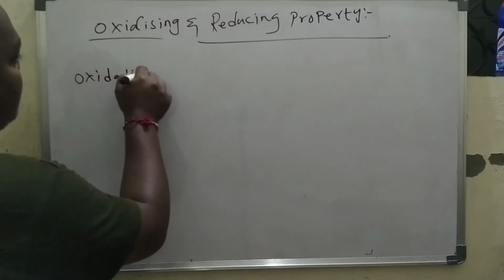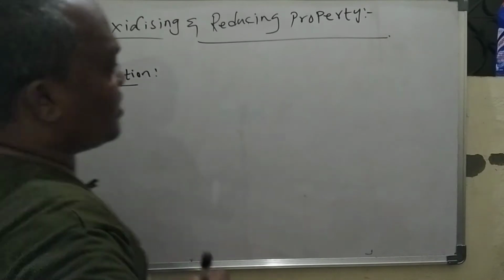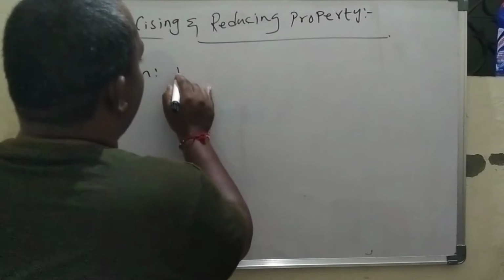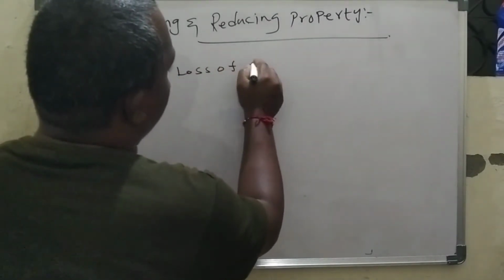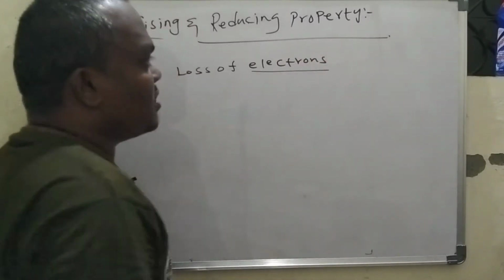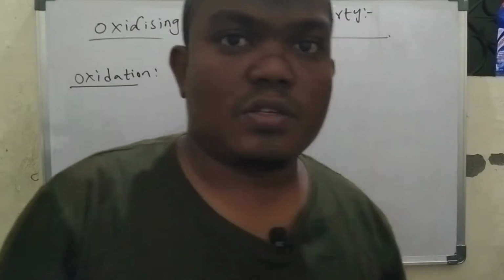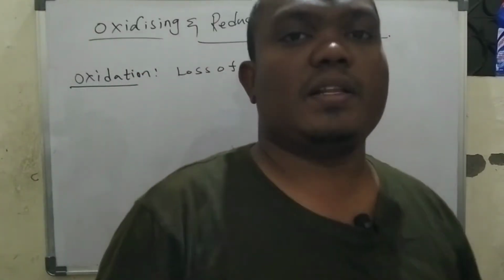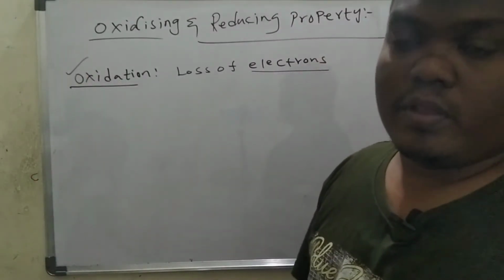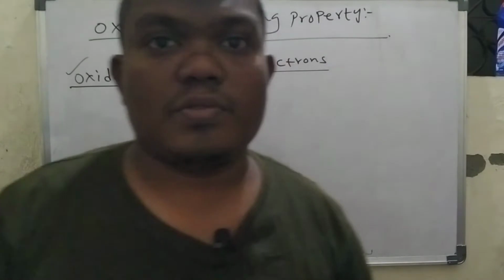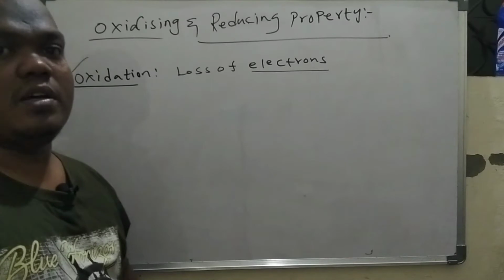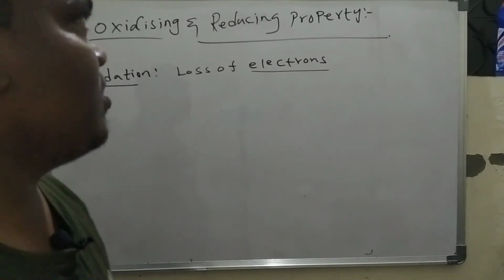So oxidation, according to the new definition, is nothing but loss of electrons or removal of electrons. Loss of electrons or removal of electrons from the atom is called oxidation. According to the old definition, addition of oxygen or removal of hydrogen is also known as oxidation. Generally, the substances which undergo loss of electrons, we can call them reducing agents.